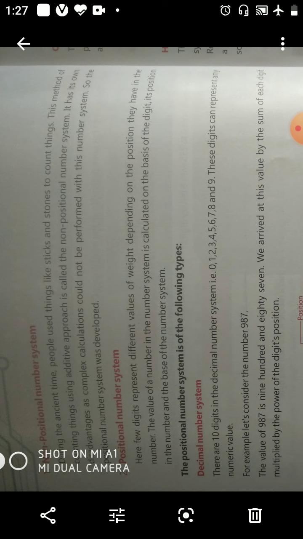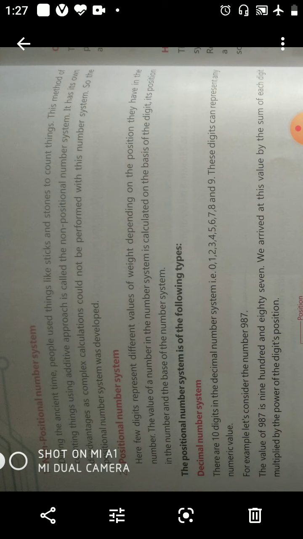It has its own disadvantage, as complex calculation could not be performed with this number system. It is an additive approach, meaning we can easily add and subtract using this type of number system if the numbers are small. But if the number becomes larger, or we want to do some complex calculation, we cannot use this non-positional system. So the positional number system was developed afterwards.